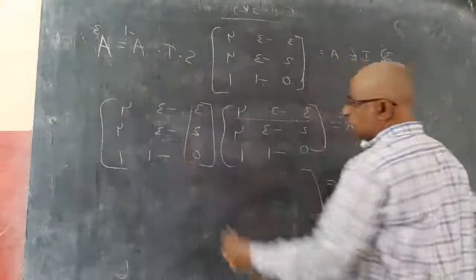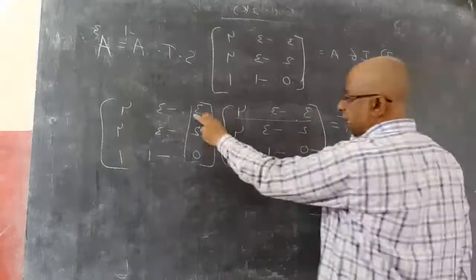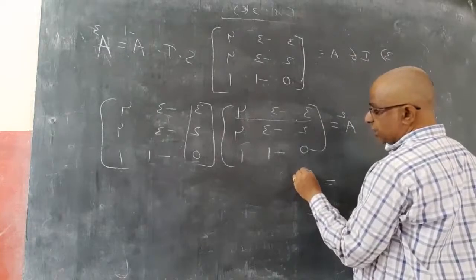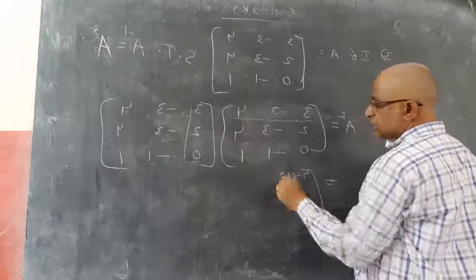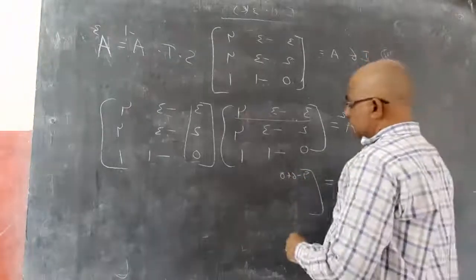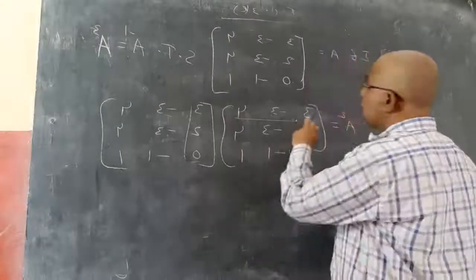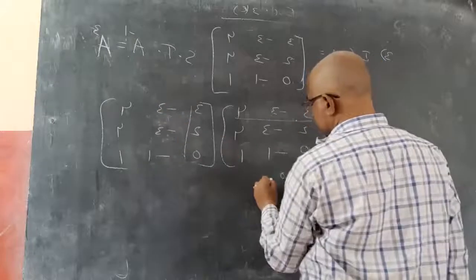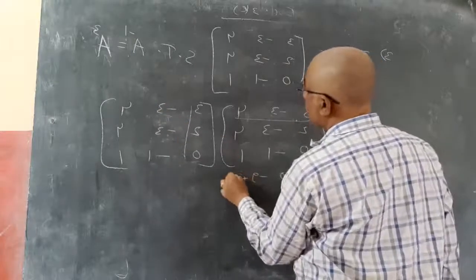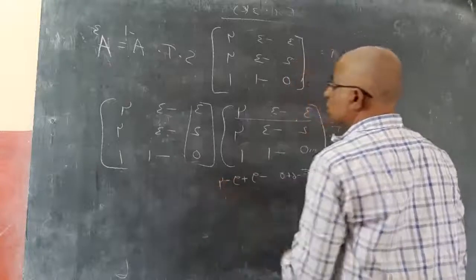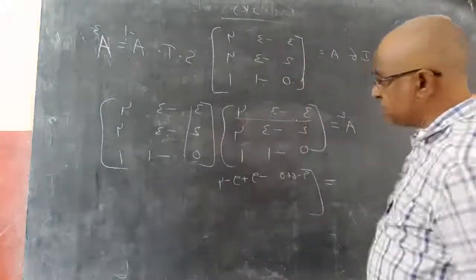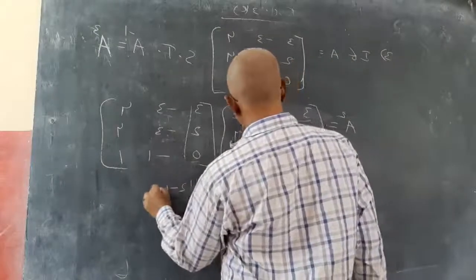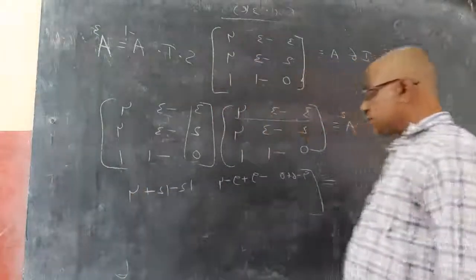First row with first column: 3 threes are 9, minus 6, plus 0, is nothing but 3 here. Next, first row with second column: minus 9, minus 2 plus 9, minus 4. Next, first row with third column: 12 minus 12 plus 4.